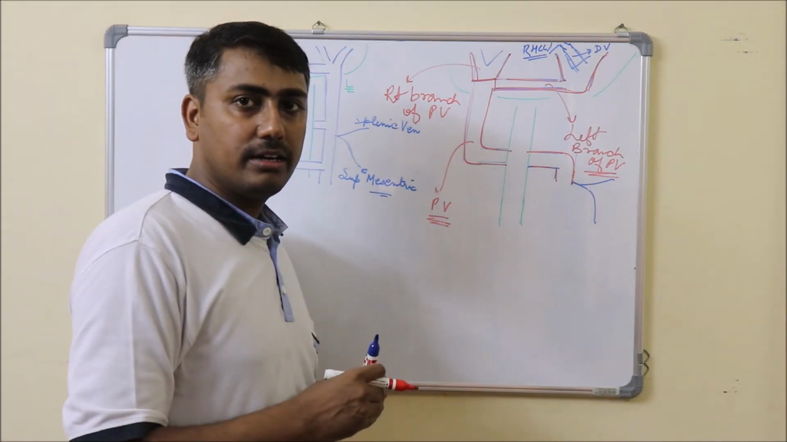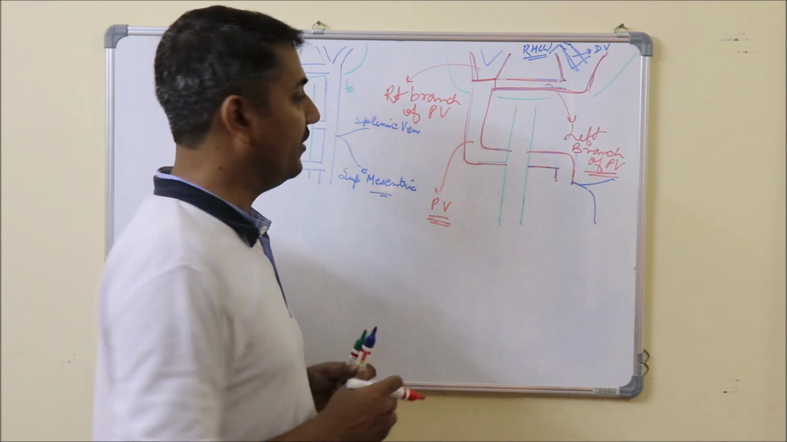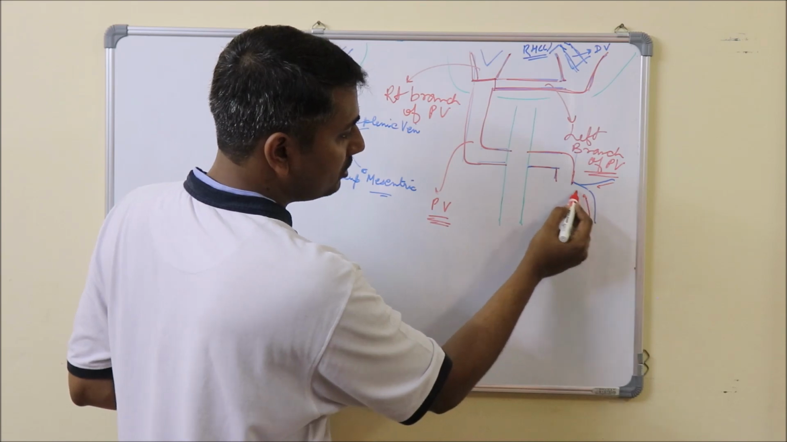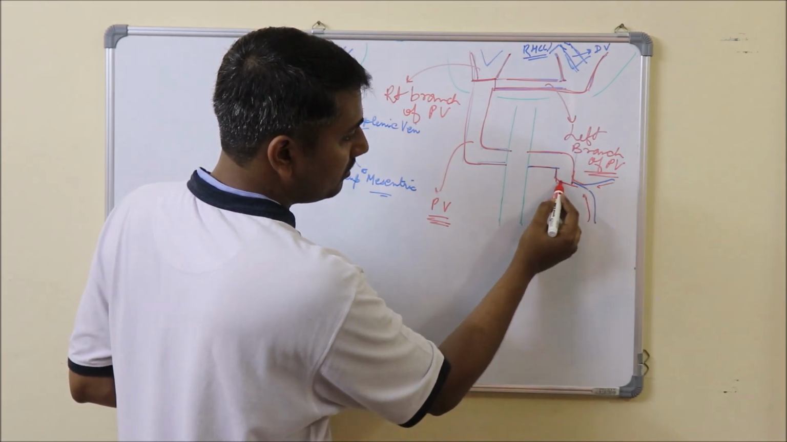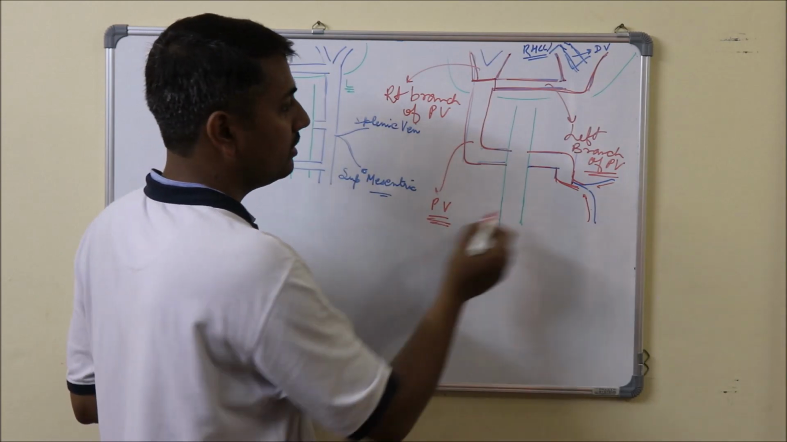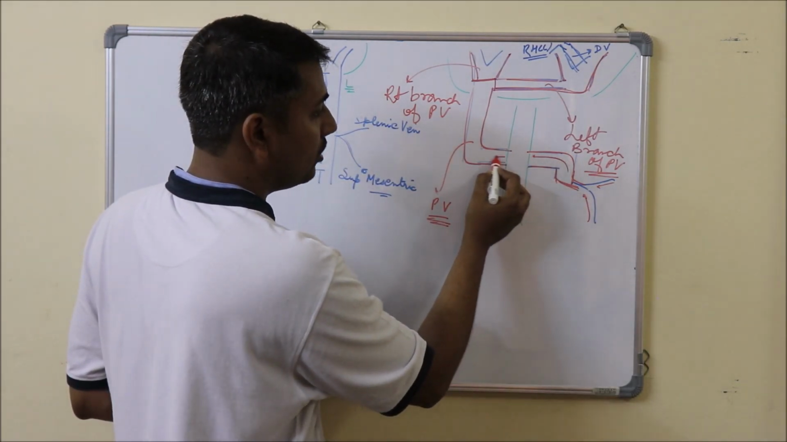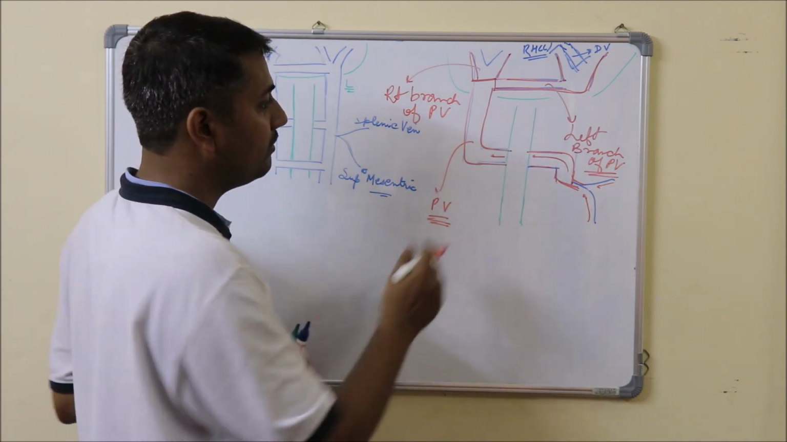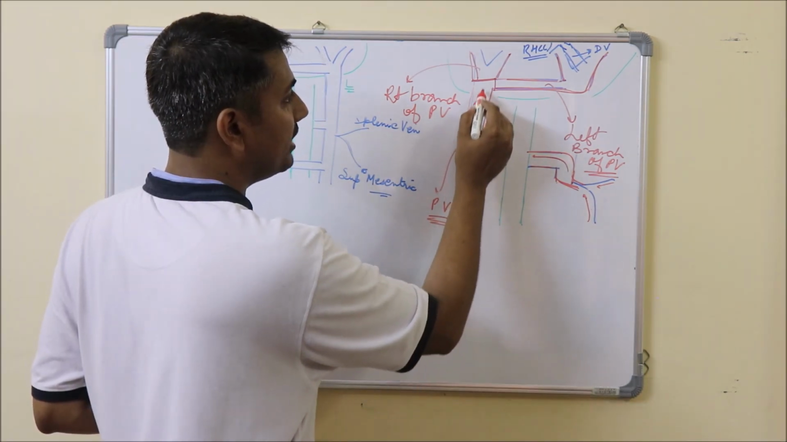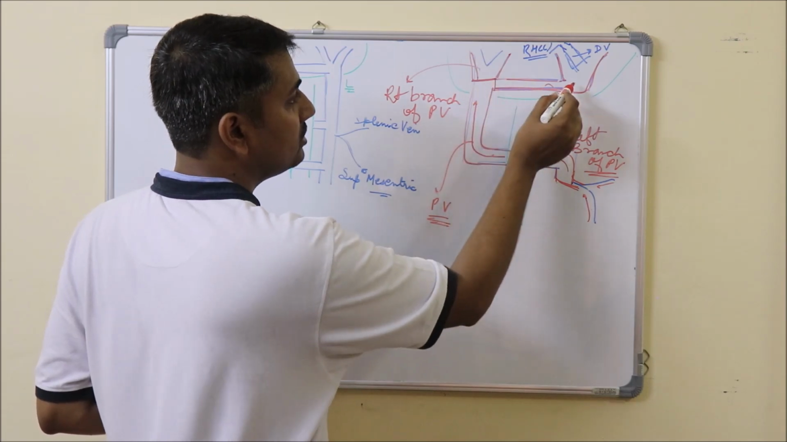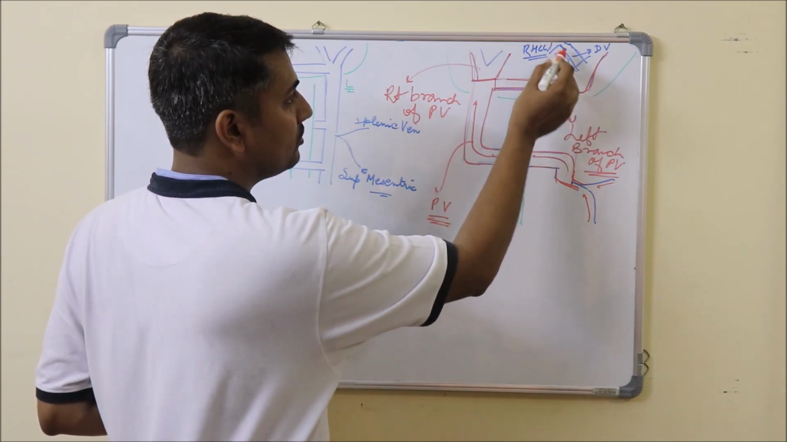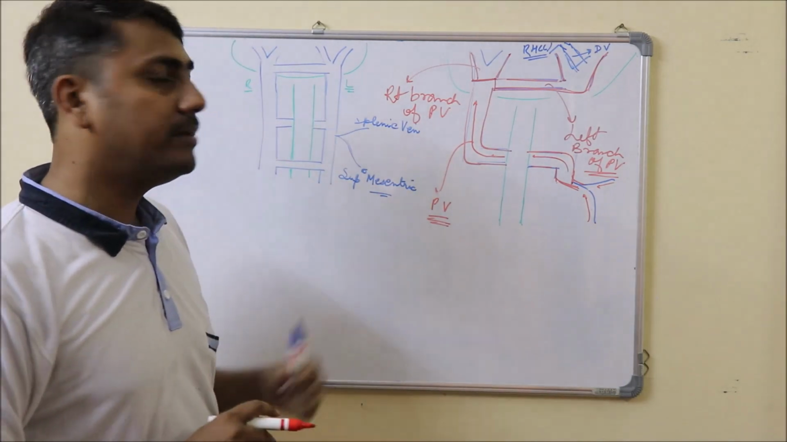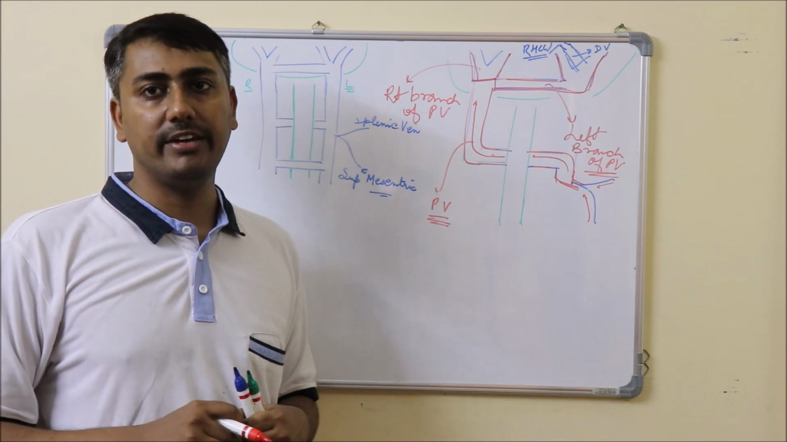Now if we compare it with the adult portal vein, we can see that the splenic vein and the superior mesenteric vein join together to form the portal vein. The portal vein then goes dorsally related to the duodenum. Then it goes towards the liver and divides into right branch and left branch, and the left branch is communicating with ductus venosus to the IVC. So this completes the development of the portal vein. Thank you.